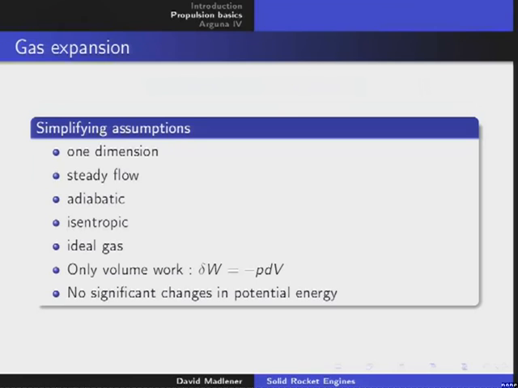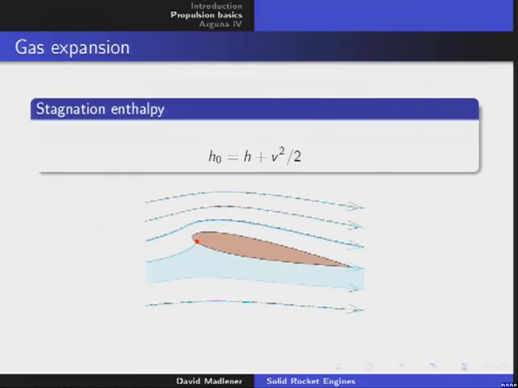And the rocket motor is not very large, so there will be no significant length to fall, so no significant change in potential energy. So this is the normal view of a flow, in this case around an airfoil. And if you do these assumptions, there is a constant of the flow, and it's called the stagnation enthalpy.